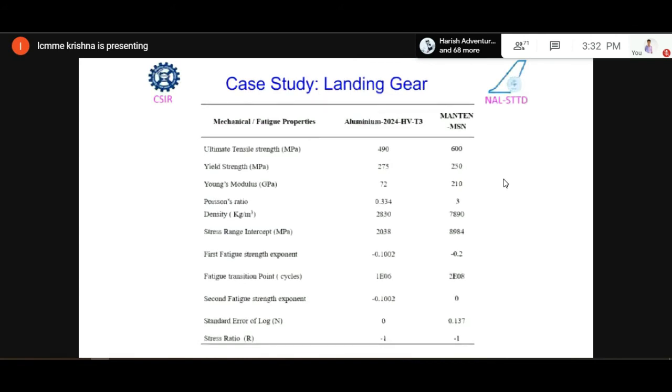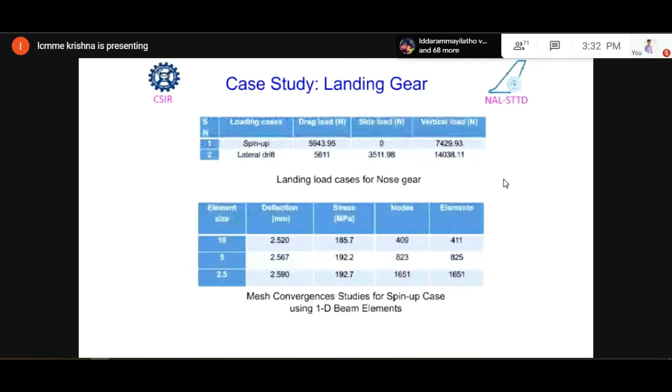So coming to some of the drag loads that have been applied. These are the spin up and the lateral drift. These are the two cases we are studying now. The drag load is present in both, whereas in the spin up we don't see the side load. In the lateral drift we see all three types of loads: drag, side and vertical.